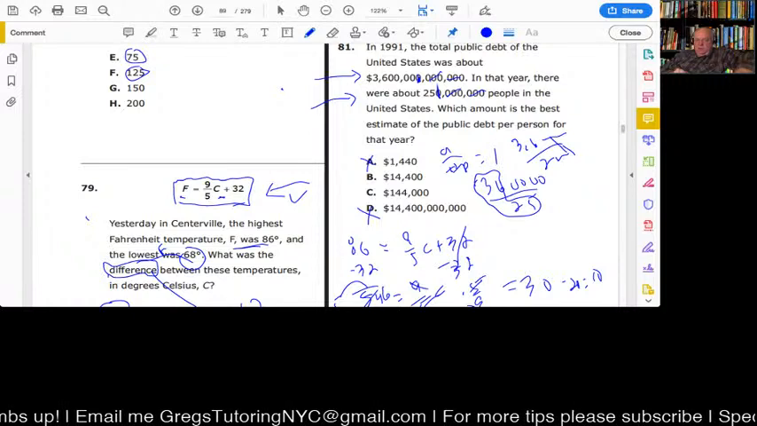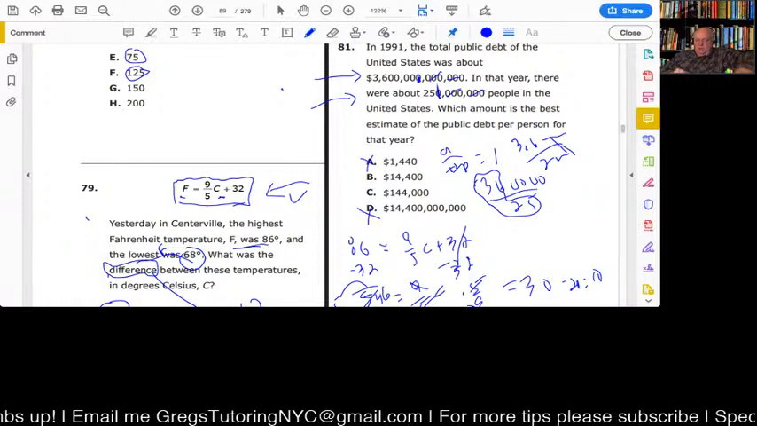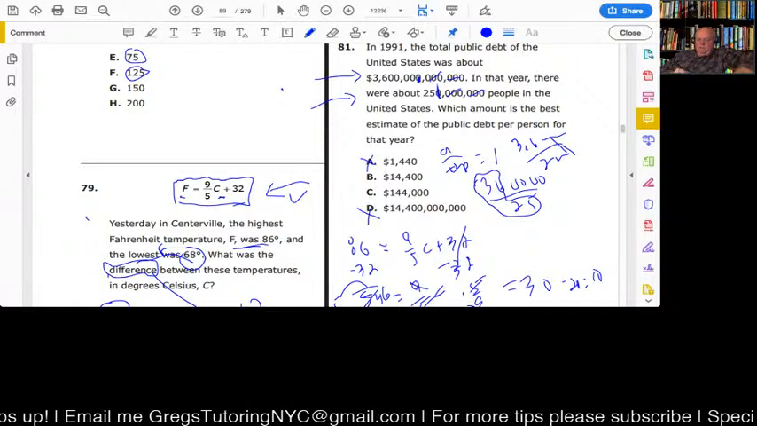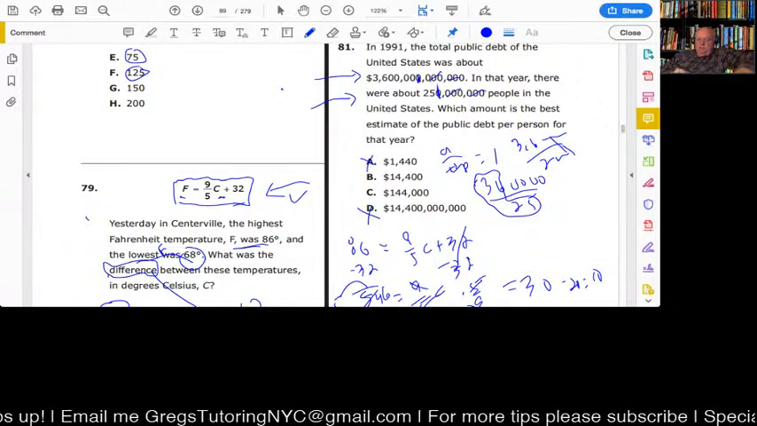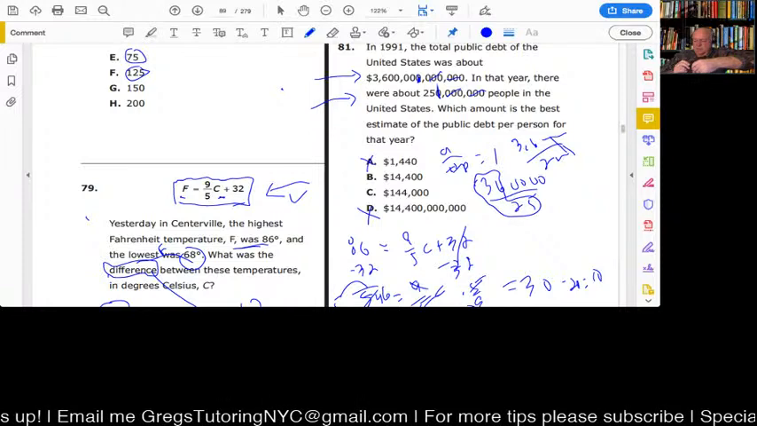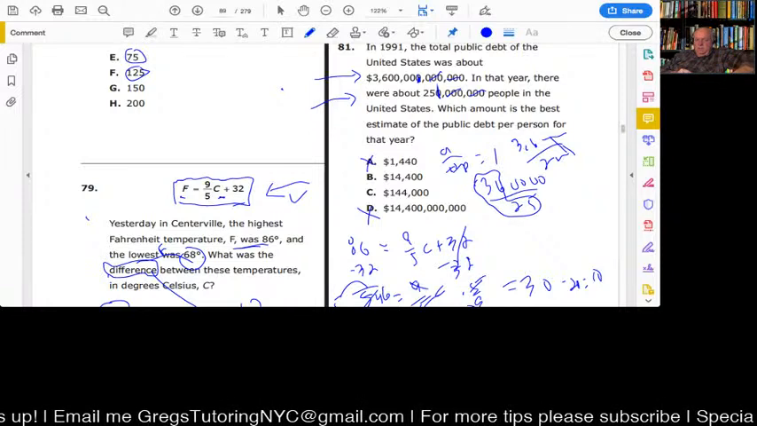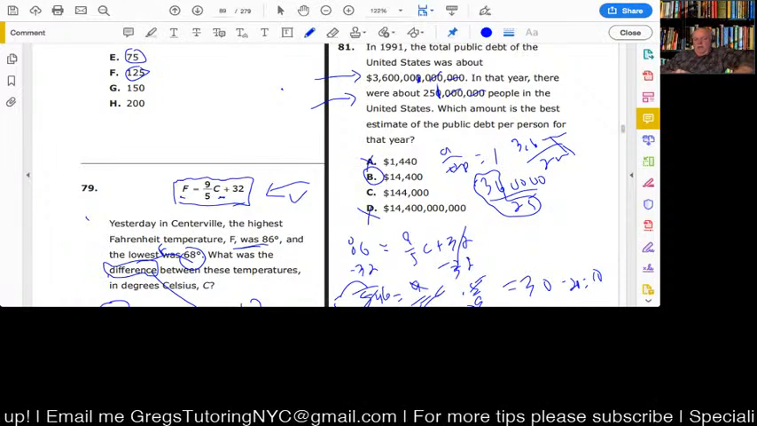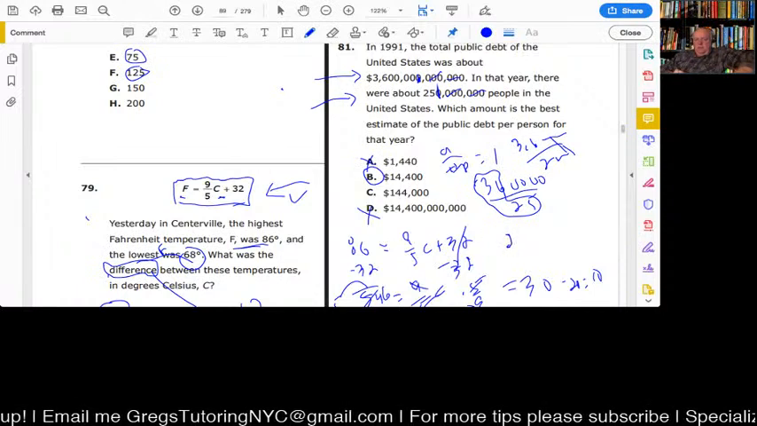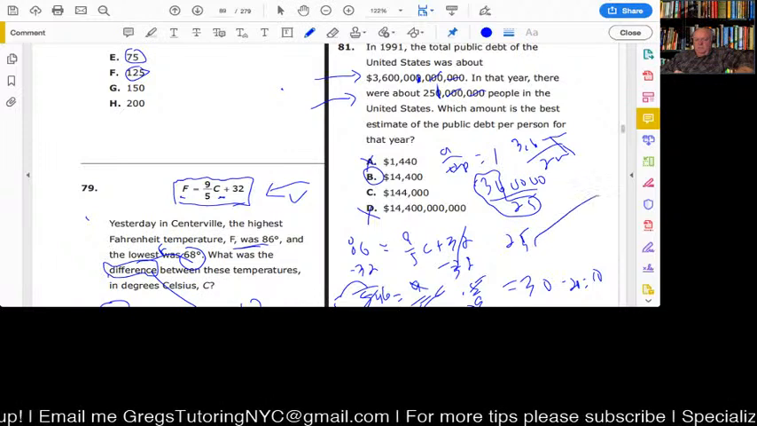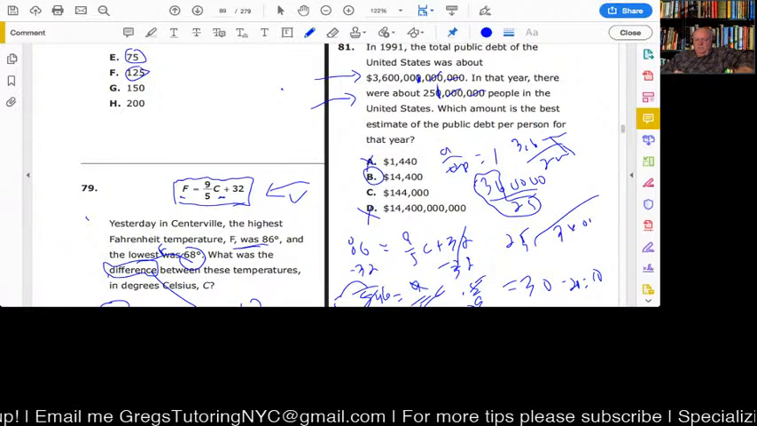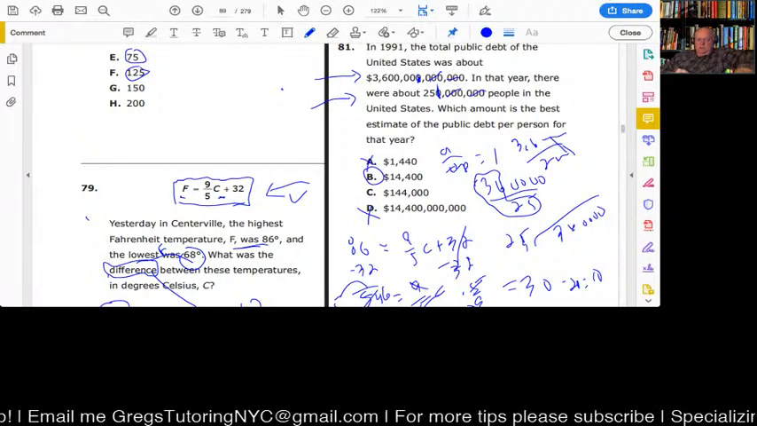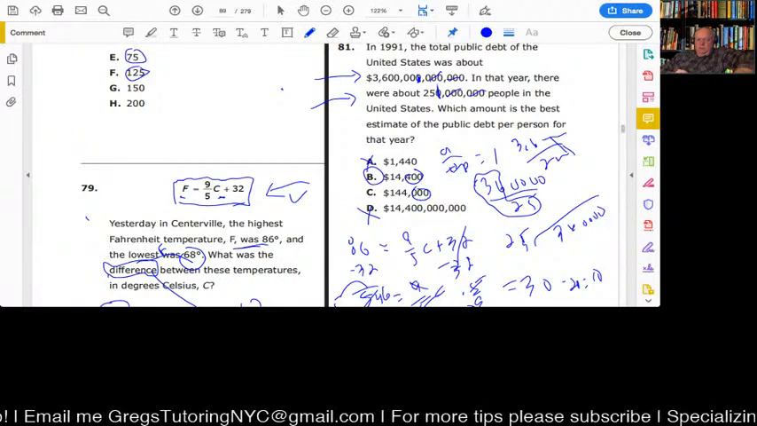Well, there's 4 zeros here. So it's going to be like 1.4. So what does that give us? It gives us B. So in other words, you don't need to go through and do that, because it should be obvious with the number of zeros which the choice is.